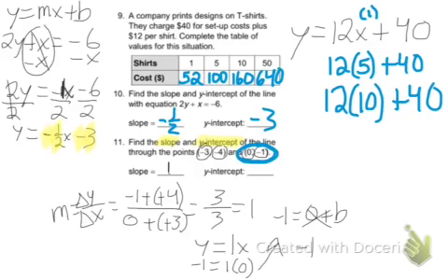Or you could have done negative 1 equals 0 plus what? Well, how do we get from 0 to negative 1? We subtract 1. So our y-intercept is negative 1.